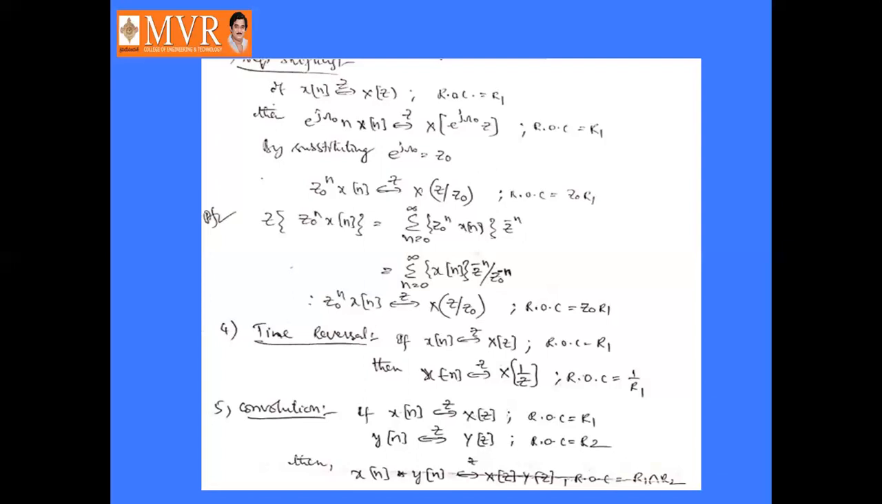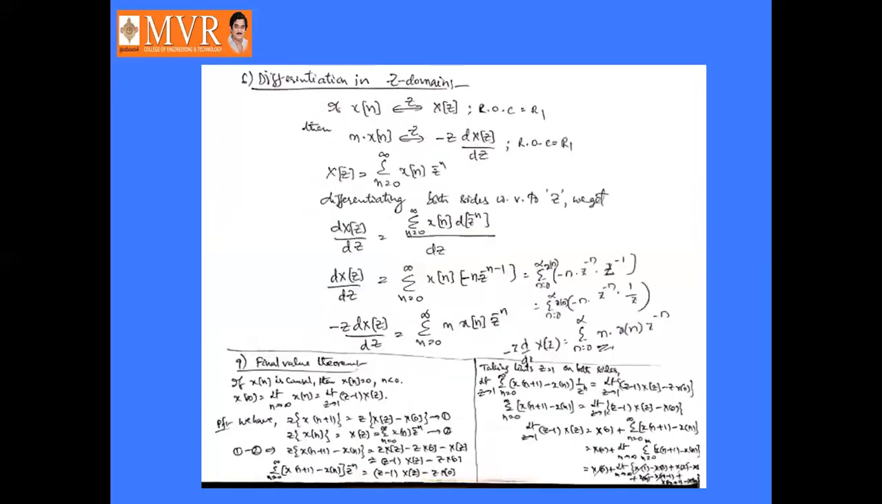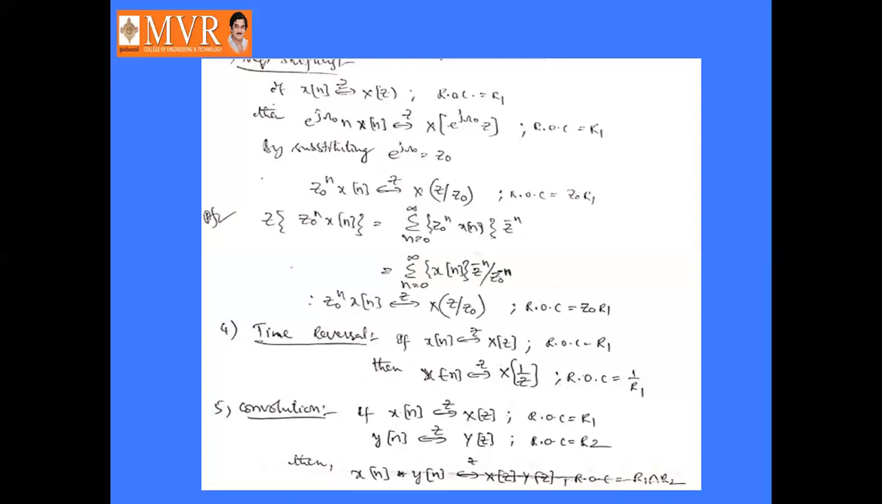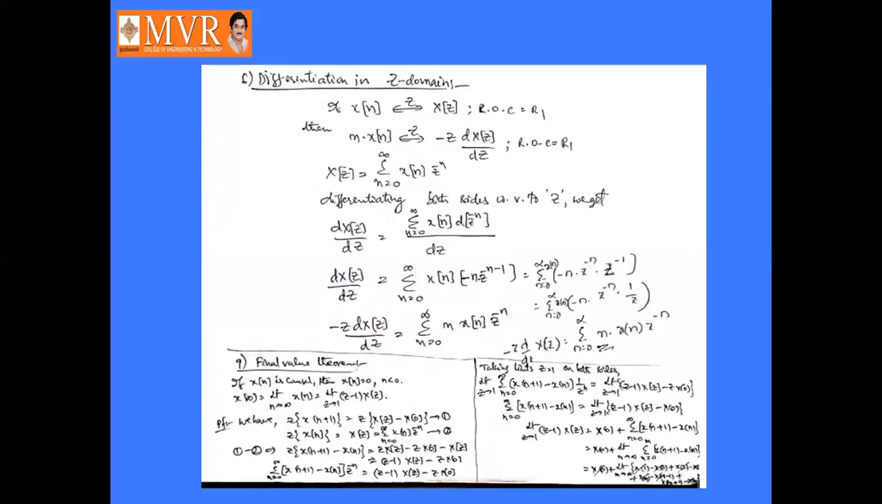Next, coming to the convolution property. The z transform of x of n equal to x of z, then the z transform of y of n is y of z. Then the z transform of x of n convolved with y of n is nothing but the product of x of z and y of z. So convolution in the time domain will become simple multiplication in the frequency domain. So here ROC is R1 intersection with R2. Okay, that was already proved in our Laplace transform convolution. Same procedure.